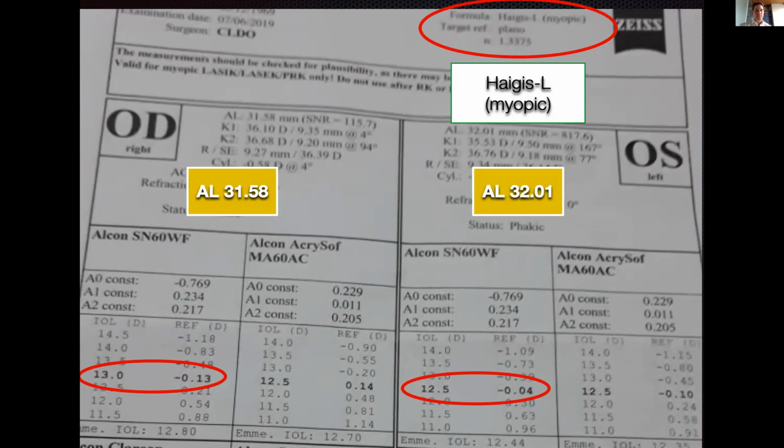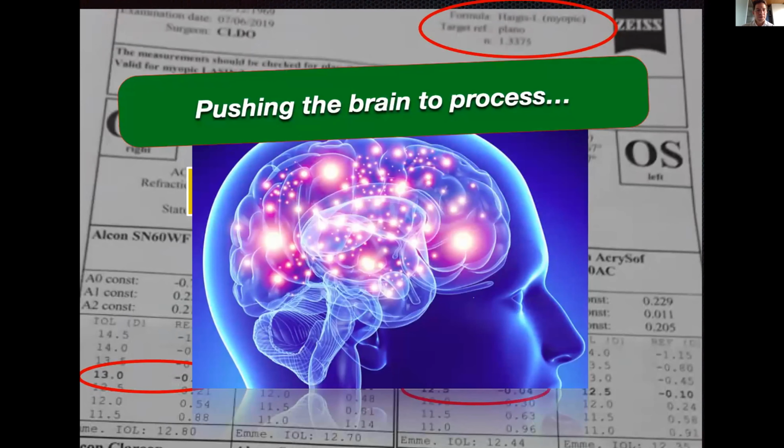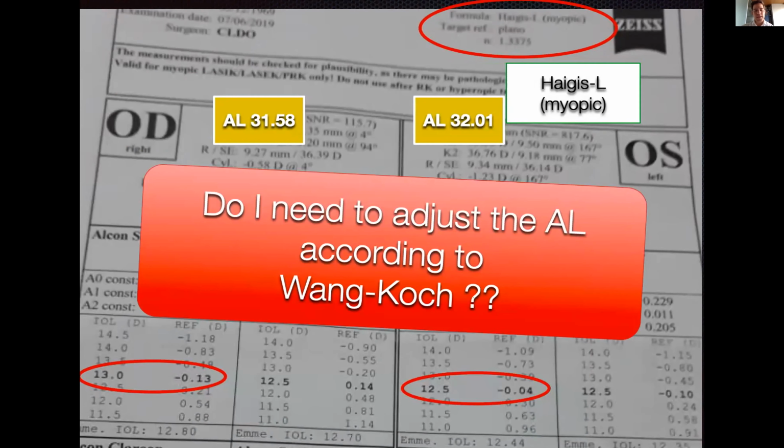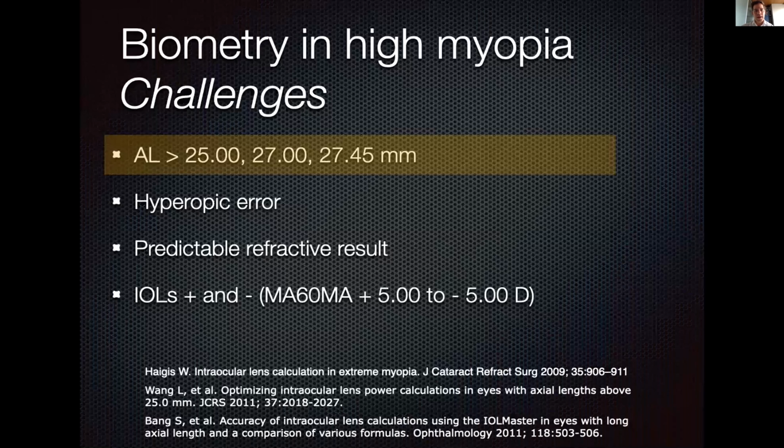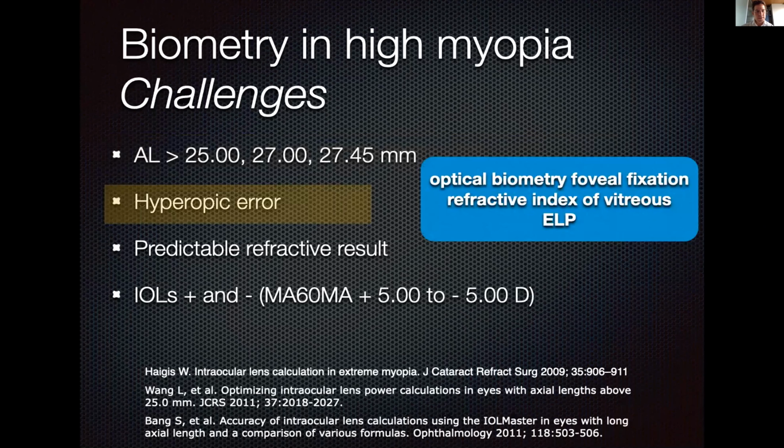So the question is, considering this patient with high myopia, should we push in the formula to process? Because when do you need to adjust the axial length according to Wang and Koch, as we discussed during this meeting, for those extreme myopic patients who have this extremely increased axial length. So we're going to review the concepts. When you have biometry in high myopia, the challenge is that axial lengths more than 25, 27, 27.45 show us a hyperopic shift, a hyperopic error.